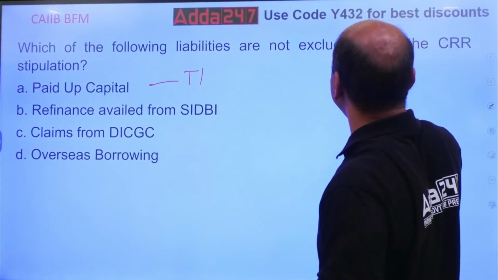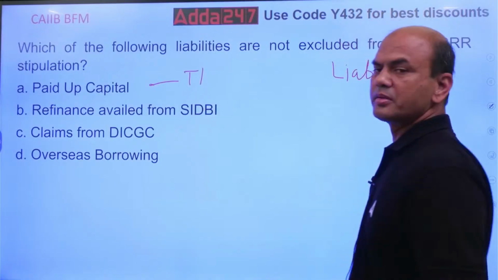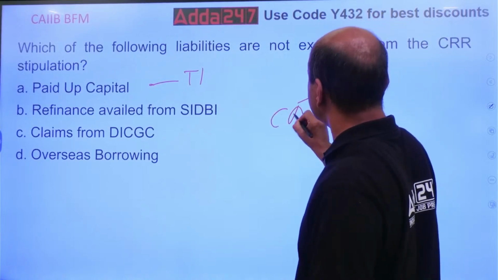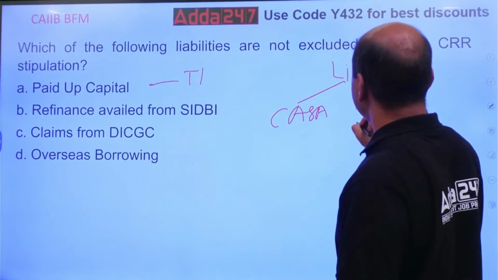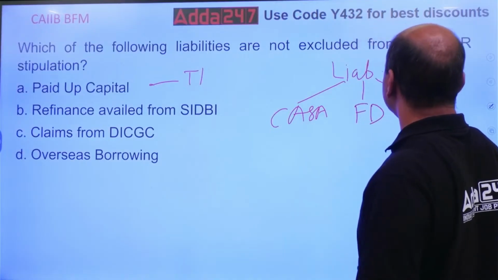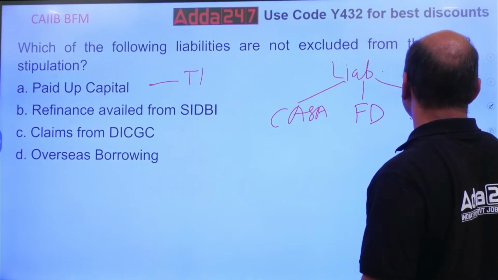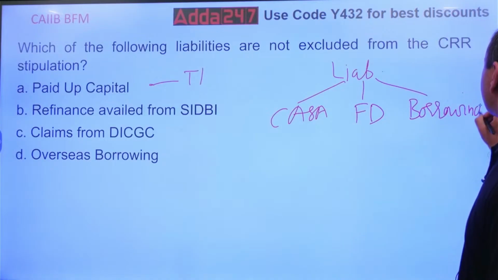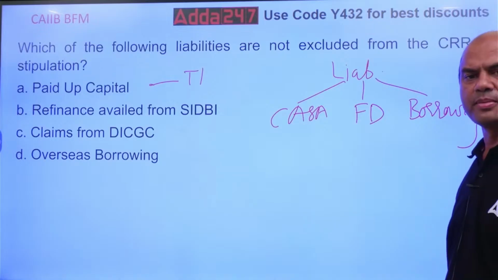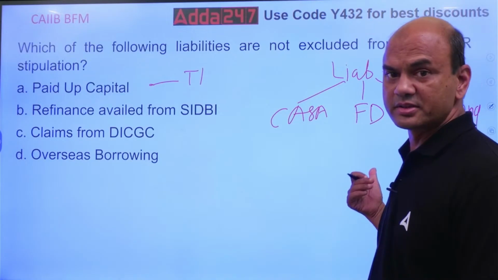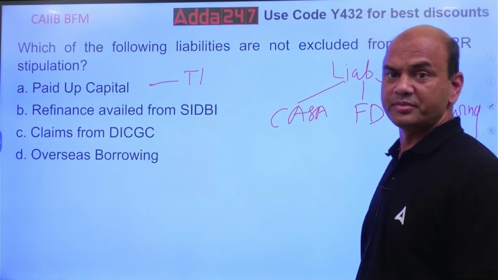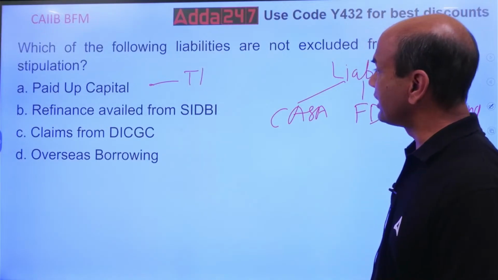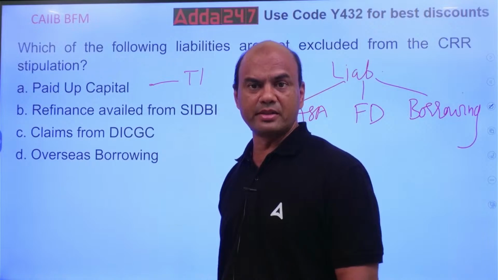What are the main liabilities of any bank? One, CASA. Second, FD or term deposit we call it. Third is borrowings. Bank will also borrow from various institutions. That will be part of your borrowings because that's the liability. But that should be the part of your business. That's important.